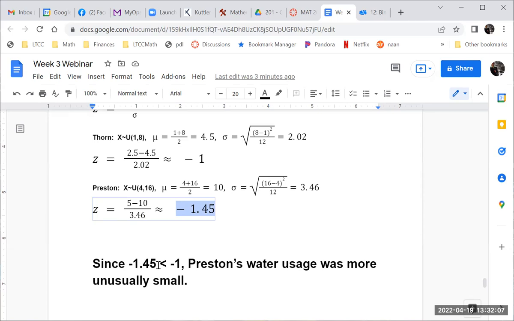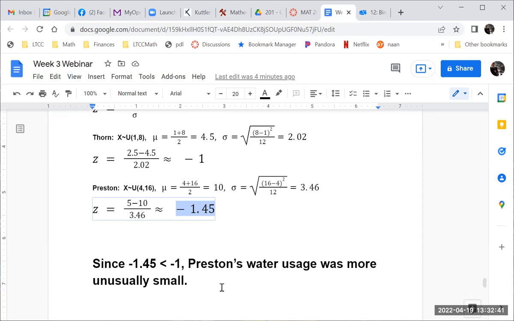So -1.45 is to the left of -1. It's farther away from 0, is another way of looking at it. So it's more unusual. It's not an outlier. If you remember, z-scores have to be less than -2 or greater than 2, so absolute value greater than 2, and this is definitely not absolute value greater than 2. It's not an outlier, but it's more unusual to be -1.5 than it is to be -1 for a z-score. So that means Preston's water usage was more unusually small.